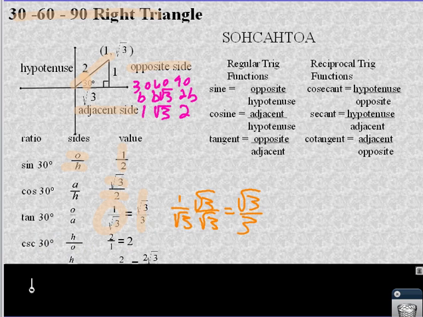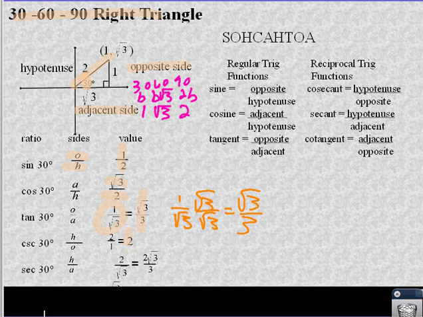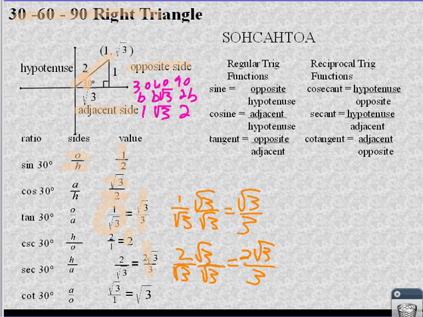Cosecant is hypotenuse over opposite, so it's going to be 2 over 1, which is 2. Secant is hypotenuse over adjacent, which is 2 over the square root of 3. Gets rationalized to 2 square root of 3 over 3. So just in case we're a little unsure how we got that, multiply top and bottom by the square root of 3. This just stays as 2 times the square root of 3 over 3. And then lastly, cotangent, adjacent over opposite, square root of 3 over 1, which is just the square root of 3. So again, you have to know your special right triangles, the ratio of sides, as well as the ratios for your trig functions to be able to find the answers to these.